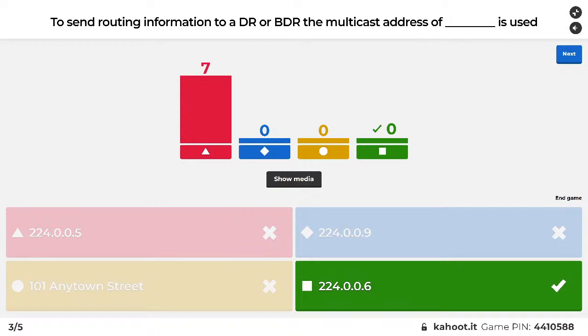.6 to send routing information to a DR or BDR. Oh yeah, no, it is .6. Nope, it is .6. Let's pull up a white paper to make sure. We need to do that. DR, BDR, multicast address. We need to fact check myself here.